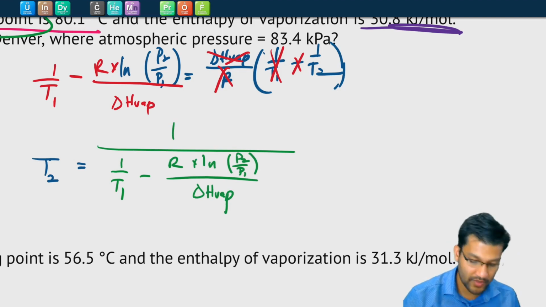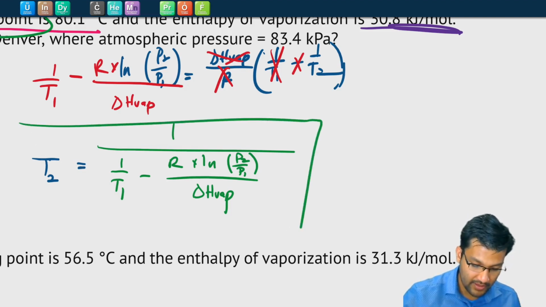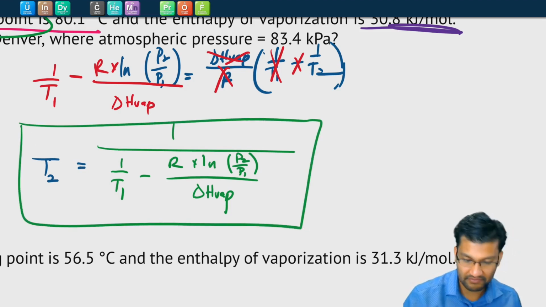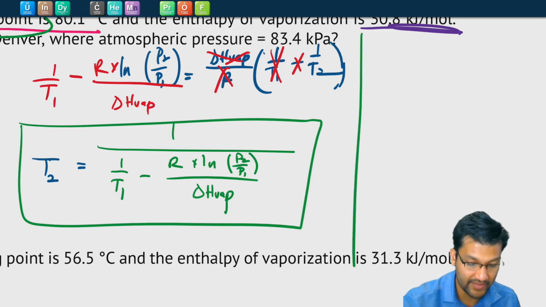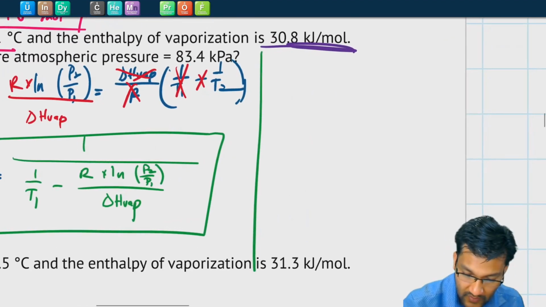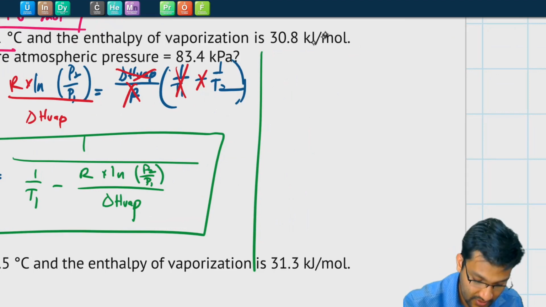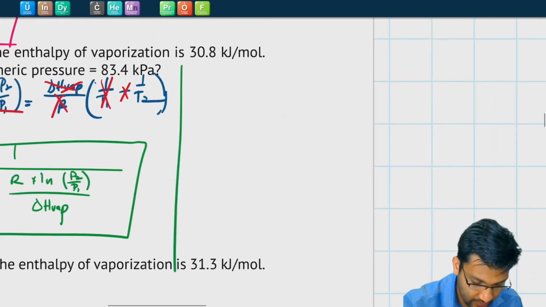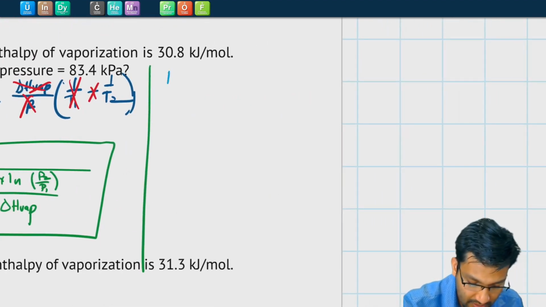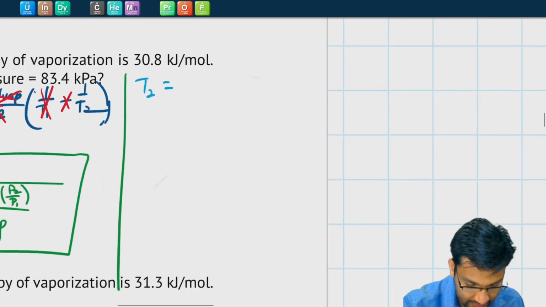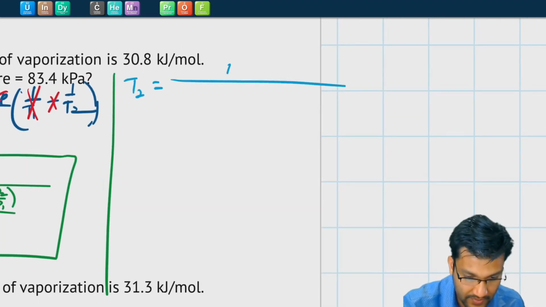Seems like a lot of work, but now we have an expression for T2, which we can just plug into a calculator. If you want, you can go ahead and save that so you don't have to derive it ever again. Okay, so now I'm going to plug numbers into a calculator because, well, I'll write the numbers down first and then plug it in, so I know I'm not missing anything.